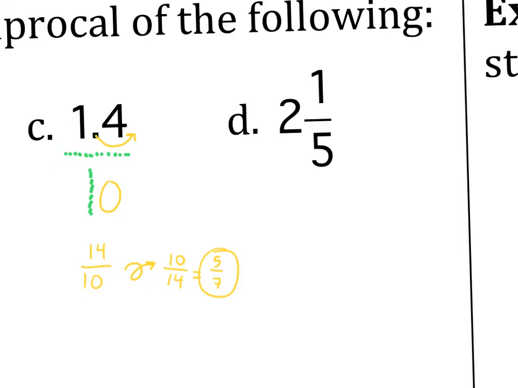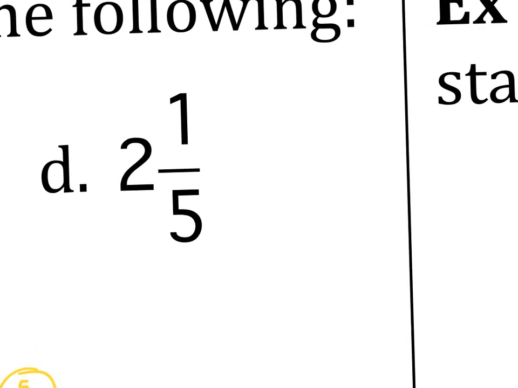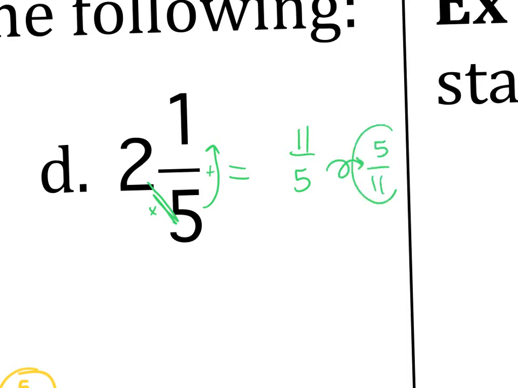The other way of doing the 1.4 and finding the reciprocal is if I converted it to 1 4/10 and then did the method I'm going to do here on D. So to review, this is called a mixed number because we have a whole number right here and a fraction there. But if I convert this to an improper fraction, I multiply those to get 10 and I add that to get 11. So I get 11 over 5. Now, flip, flip, flip. So 5/11 is my answer. So the reciprocal of 2 1/5 is 5/11.